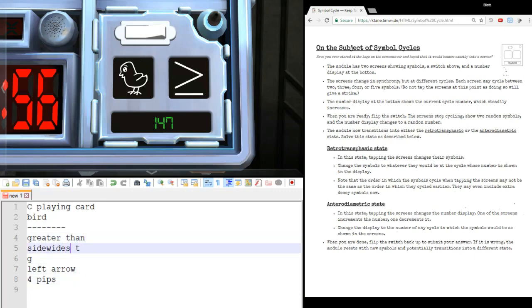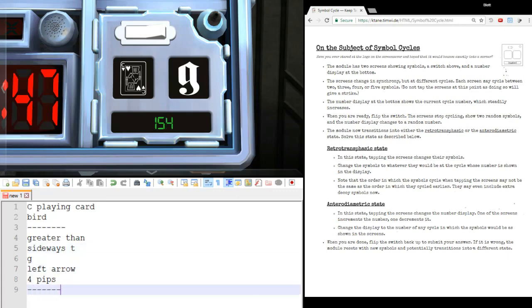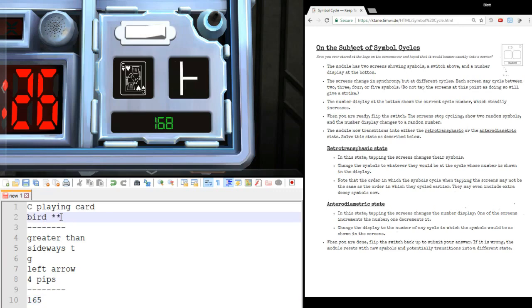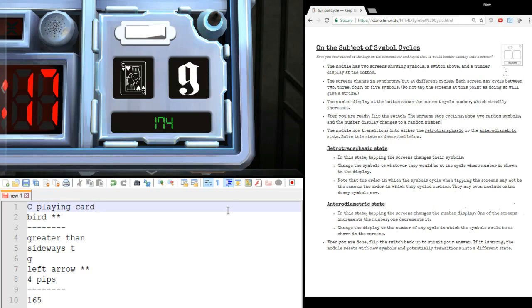I had to type a little quick there, so let's fill in what I actually called them: greater than, sideways T, G, left arrow, 4 pips. You're also going to give the expert information on cycle number. There are 2 ways to do this. The more common way is to just pick a number and say, okay, at cycle number 165, let's mark 165 down, my symbols are bird and left arrow. So they can be like, oh, 165 is bird and left arrow. That's one way to do it. I'm going to do it differently after this particular module, but I did want to illustrate that as one way first.